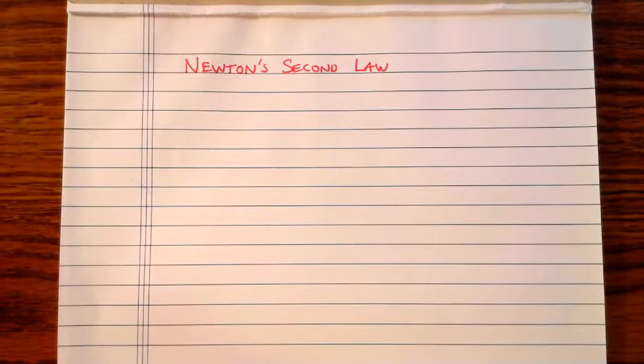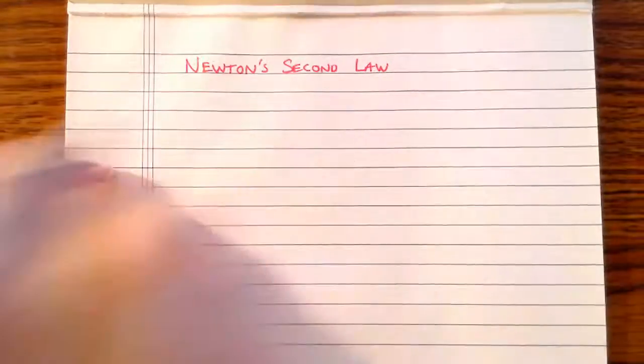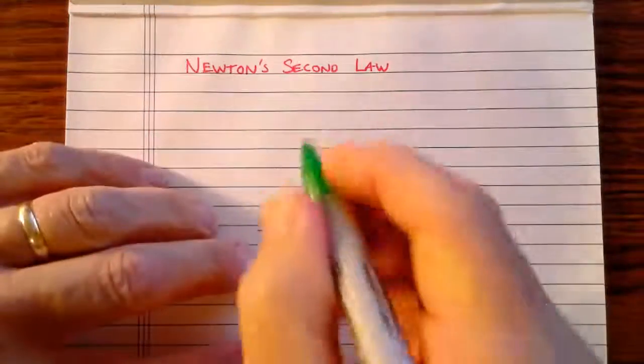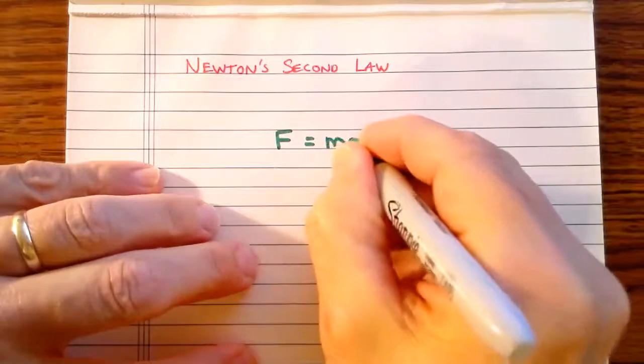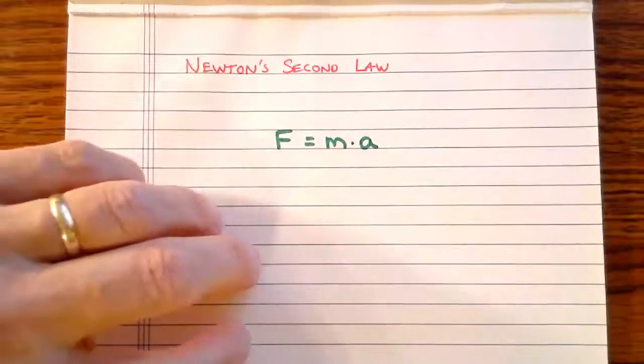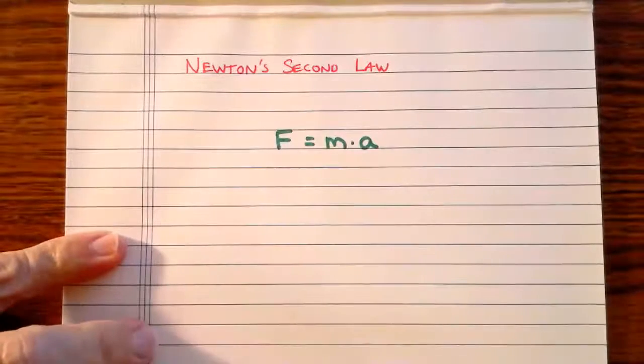All right, so we know that Newton's second law says that forces cause masses to accelerate. So we're going to write that like this. This is forces cause masses to accelerate. Masses don't accelerate on their own. You need a force to do it. But not all forces cause masses to accelerate.